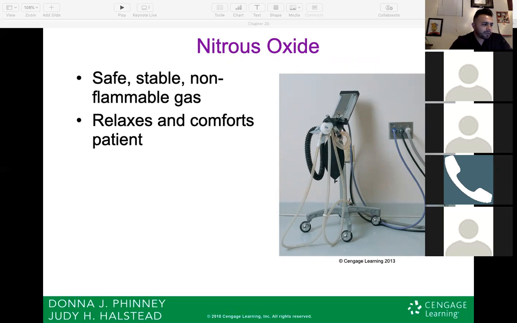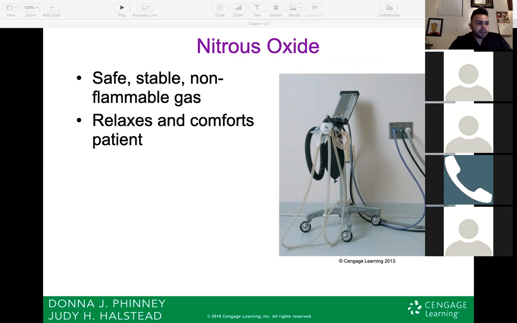But patients who can benefit from the use of nitrous oxide usually have a fear of dental procedures, or they're really sensitive, or they have sensitive gag reflexes.